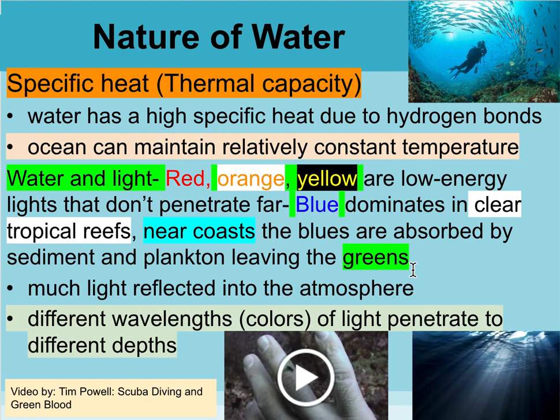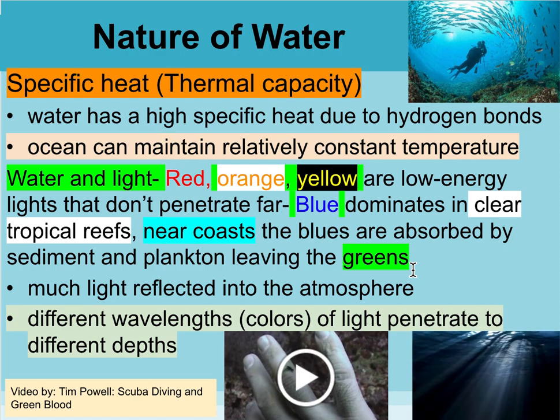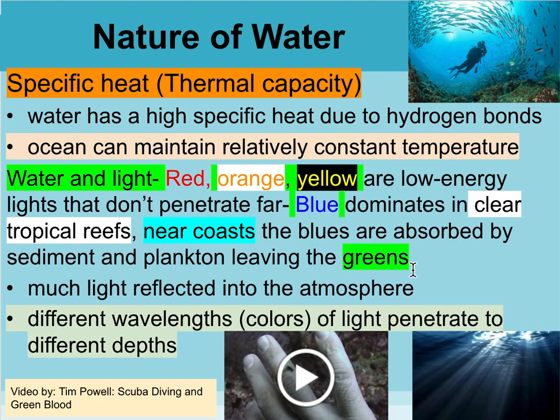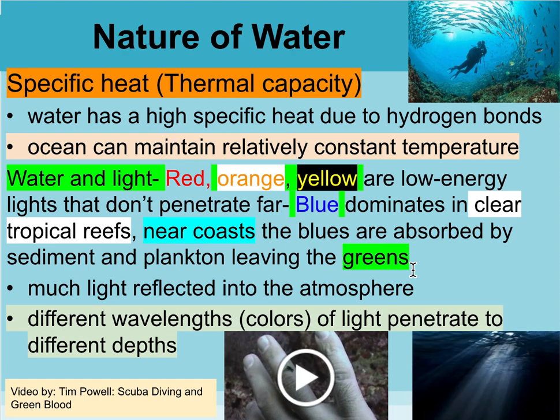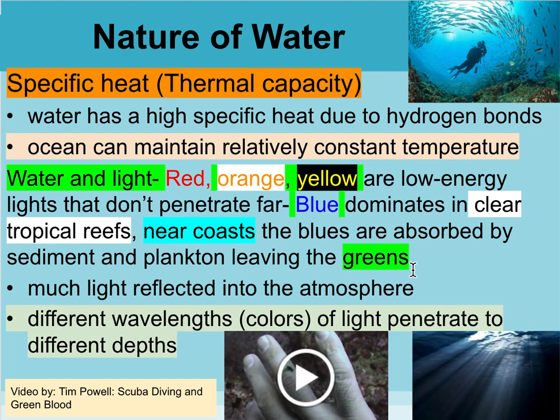As light travels through water, it travels differently based on the energy in the wavelength. So, red, orange, and yellow are very low energy lights and they don't penetrate very far into the water. Blue really dominates and spreads out really wide, and so all the water ends up looking really blue, although in some areas where you have a lot of sediment and plankton, it can actually appear pretty green.